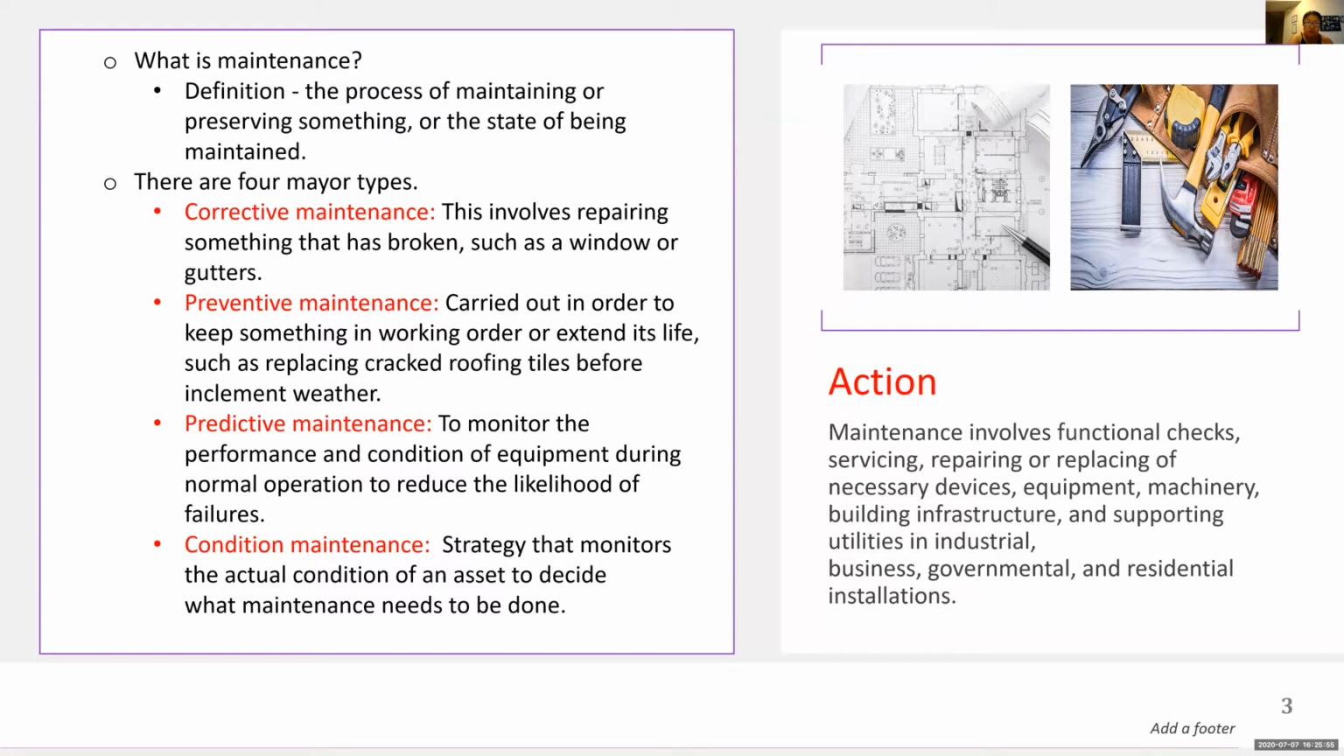So the definition: the process of maintaining or preventing something or preserving something, or the state of being maintained, right? Below here, there are 4 major types. Corrective maintenance. This involves repairing something that is broken, such as a window and gutters.